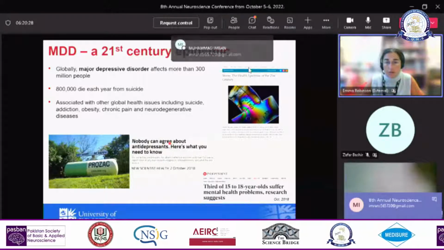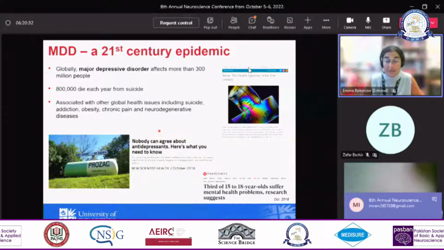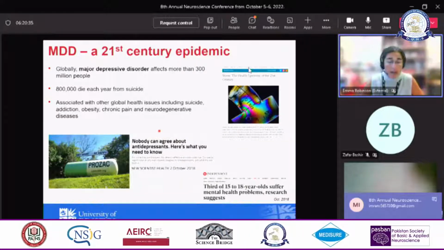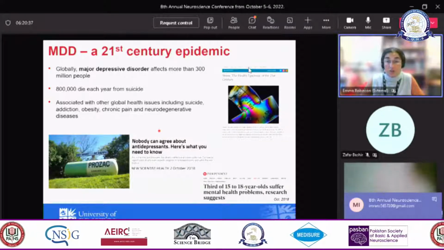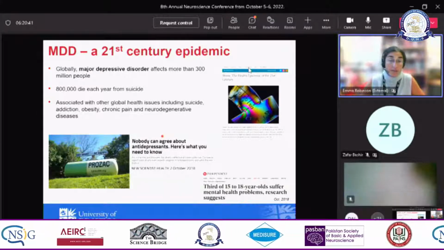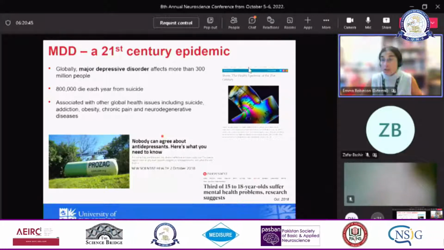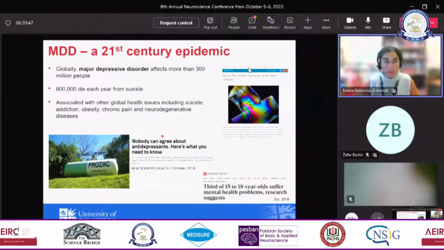So there's been lots of articles around whether or not antidepressant drugs really have got beneficial effects, have efficacy, and there's a lot of concern amongst the general public that they don't necessarily have all the information they need to make decisions about whether they should or shouldn't be taking antidepressant drugs. So it's a really quite confusing picture.